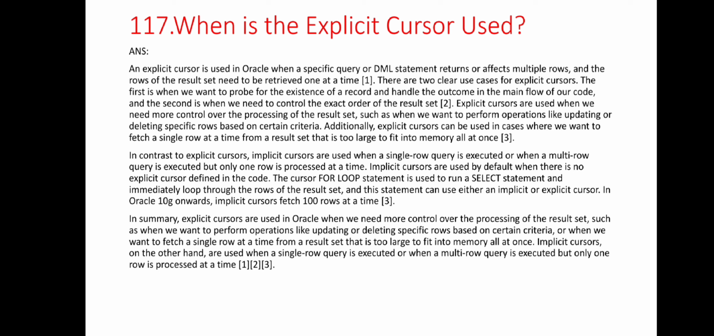In summary, explicit cursors are used in Oracle when we need more control over the processing of the result set, such as when we want to perform operations like updating or deleting specific rows based on certain criteria, or when we want to fetch a single row at a time from a result set that is too large to fit into memory at once. Implicit cursors, on the other hand, are used when a single row query is executed or when a multi-row query is executed but only one row is processed at a time.